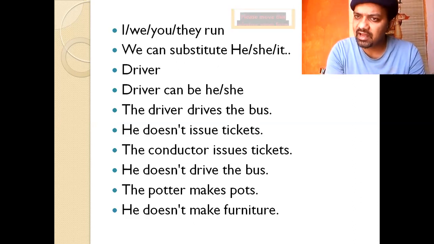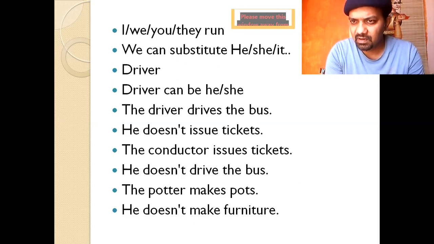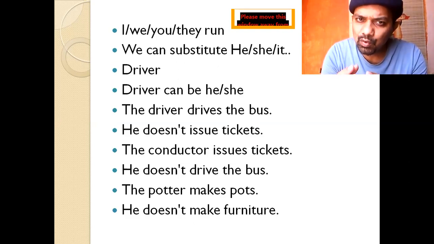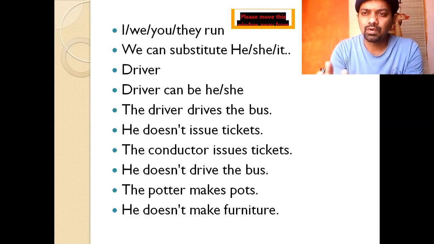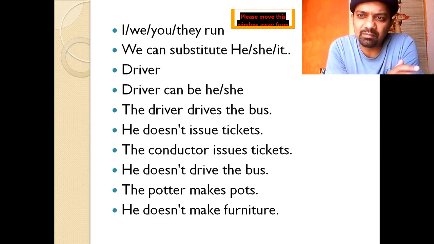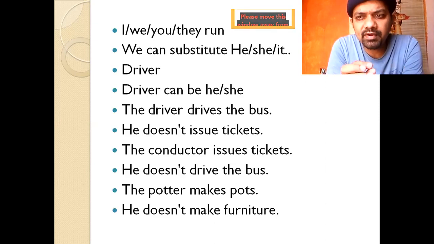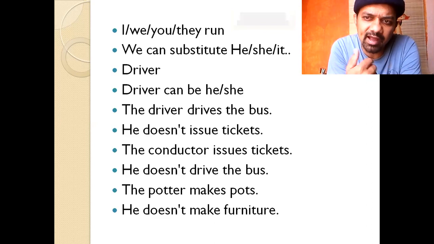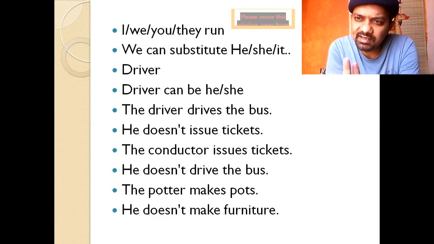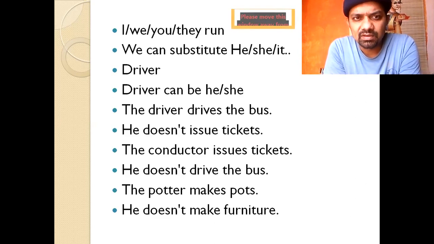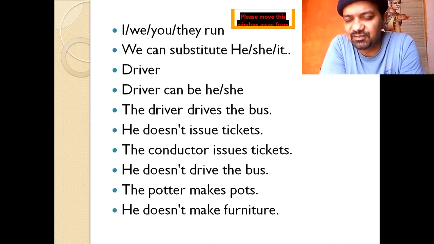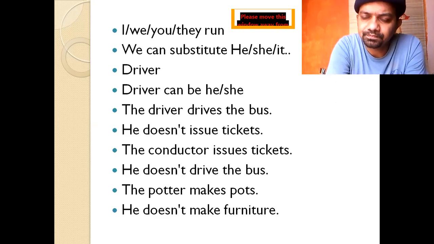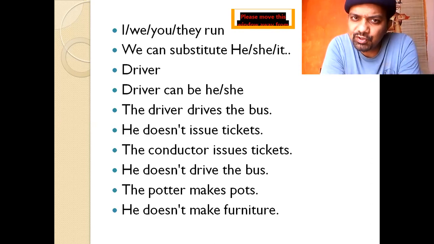With I, we, you, they, we use run. He, she, it runs. The action is performed, and whoever does that action has been categorized in seven ways like this: I, we, you, they, he, she, it. We can substitute he, she, it, but we can't substitute I.